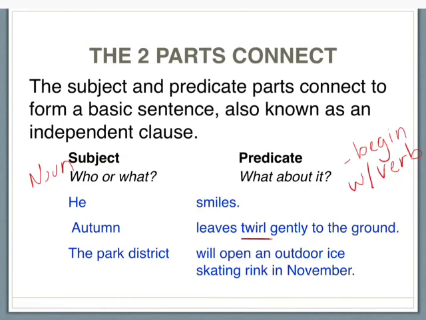So here's where knowing those verb phrases comes in. Will open is your verb or verb phrase. And then I ask myself, who or what will open? And we have the park district. So that's our noun.